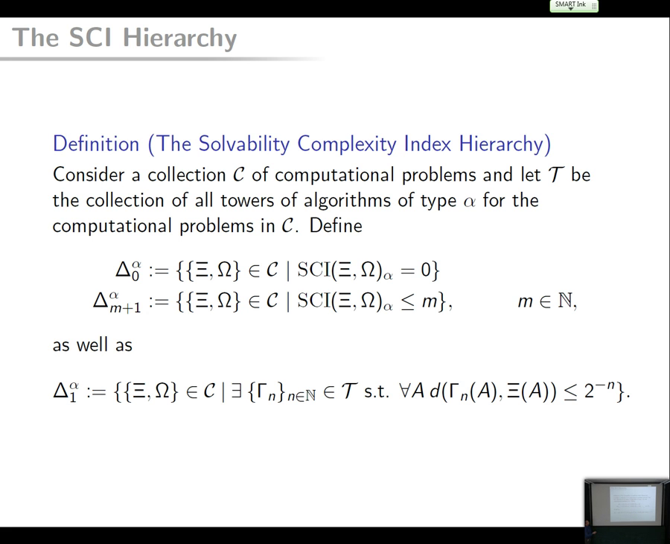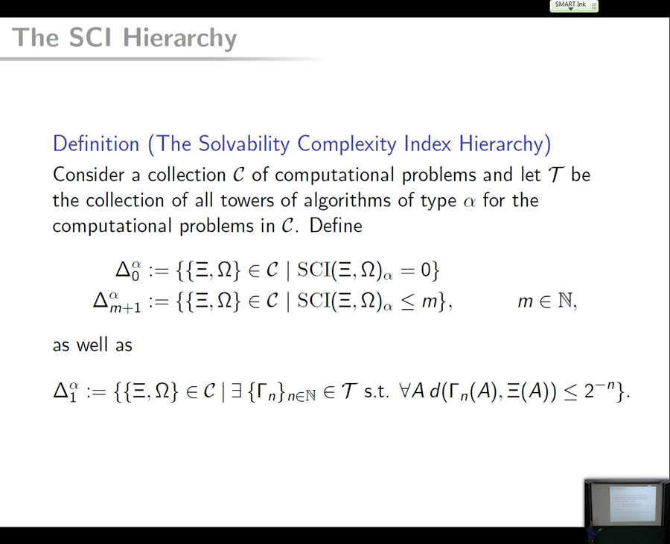So the SCI hierarchy is as follows. I will have to define a type of tower. That means whatever my computer can do: radicals, arithmetic operations, whatever. And then delta 0 is the set of problems that has index 0. That means that you can solve them in finite time. Delta m plus 1 is the set of problems for which the index is less than or equal to m. And then delta 1 is the one where you need one limit, but you do have error control. And this is very important. So when the algorithm halts, you know that you're within 2 to the minus n.